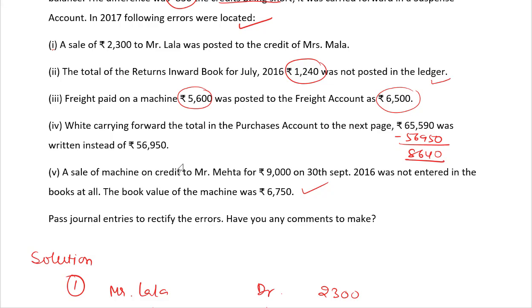Let us see the fifth entry. A sale of machine on credit to Mr. Mehta for 9,000 on 30th September 2016 was not entered in the books at all. The book value of the machine was 6,750.